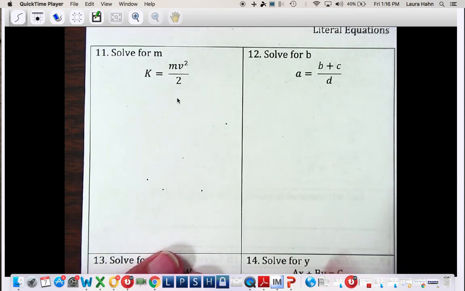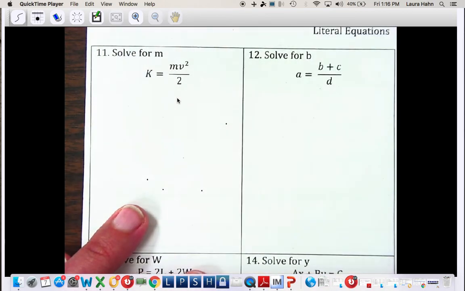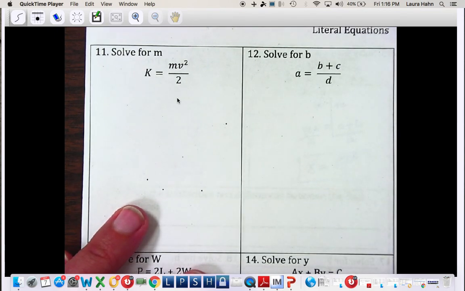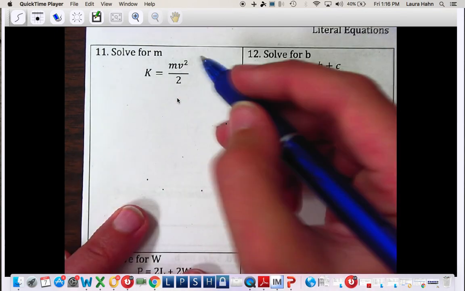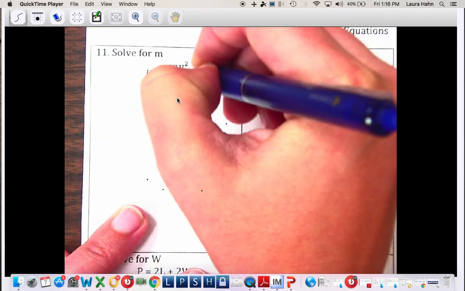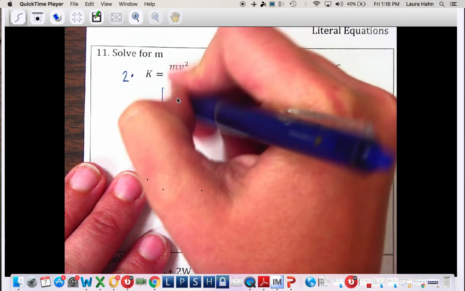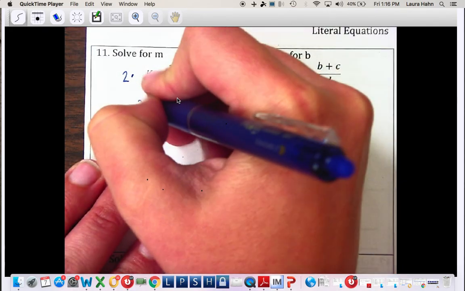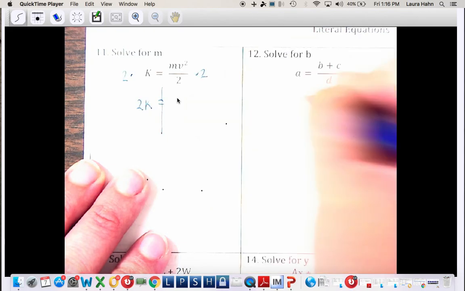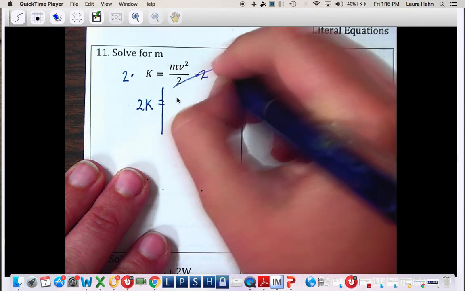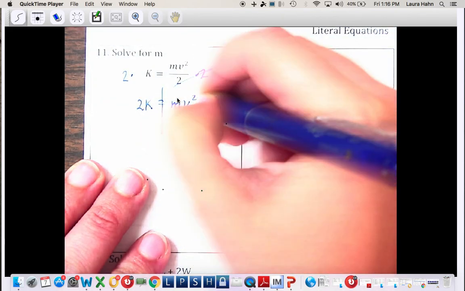Okay, we want m by itself. If I want m by itself, I have to get rid of v squared and I have to get rid of 2. Remember, if we're dealing with a fraction, we get rid of the bottom part first. So if I'm going to get rid of a divide by 2, I'm going to multiply both sides by 2. 2 times k is 2k. On the other side, my 2's cancel, so m v squared drops down.